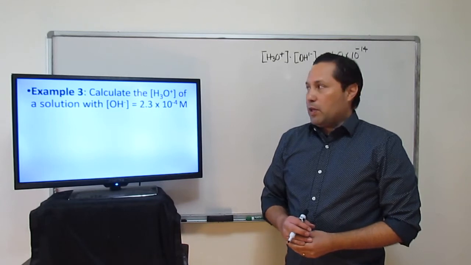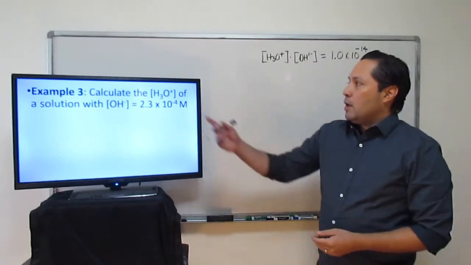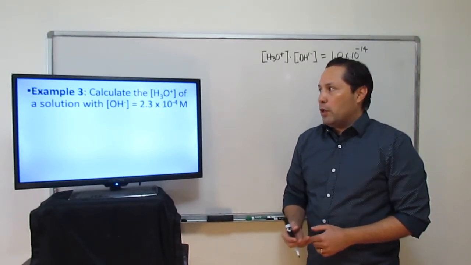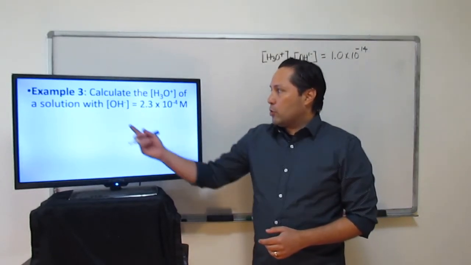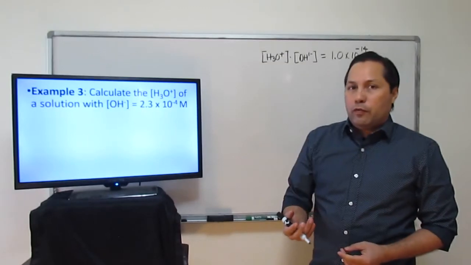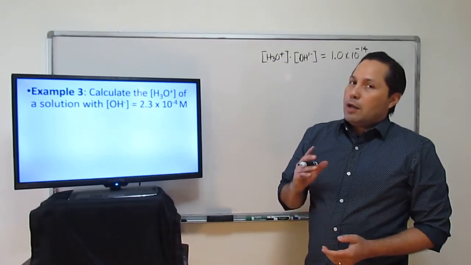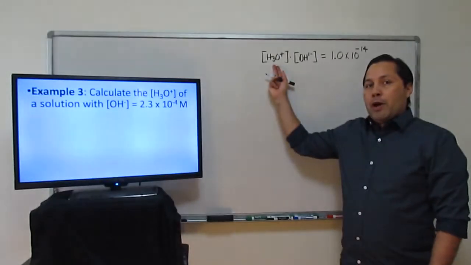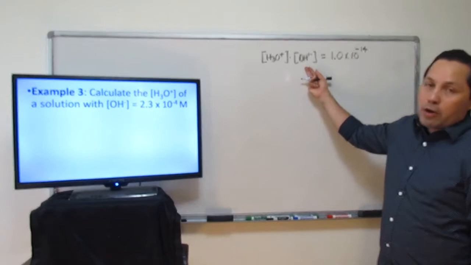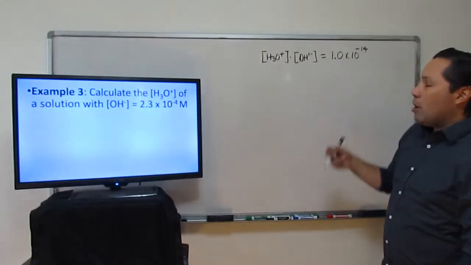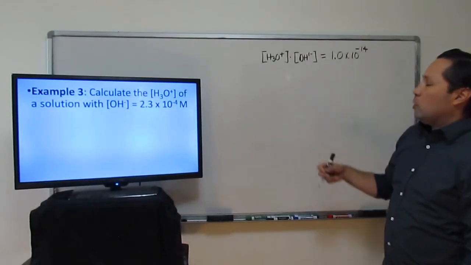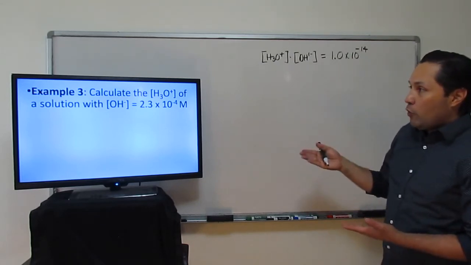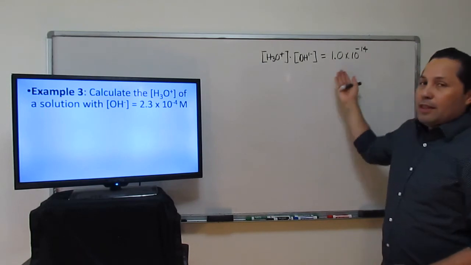In example 3, we're given the following question. Calculate the H3O+ concentration, that's the hydronium ion concentration, of a solution with a hydroxide ion concentration of 2.3 × 10⁻⁴ molar. Now, for this problem, we use this formula. So that'll be the hydronium ion concentration multiplied times the hydroxide ion concentration will give you this constant for water, which is 1.0 × 10⁻⁴. So this value here is a constant. So while solving this type of problem, you always use this value.